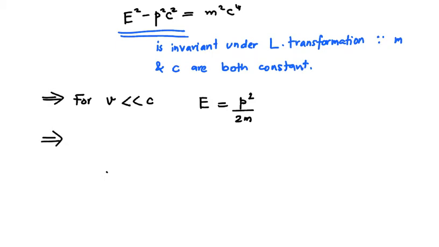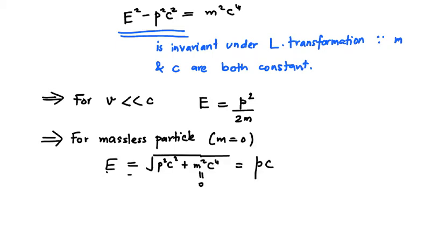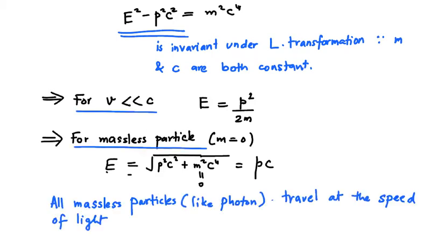And also for a special case when the particle is massless, that means when m equals 0, E will simply be equal to pc. And that shows that all massless particles, for example a photon, travel at the speed of light.